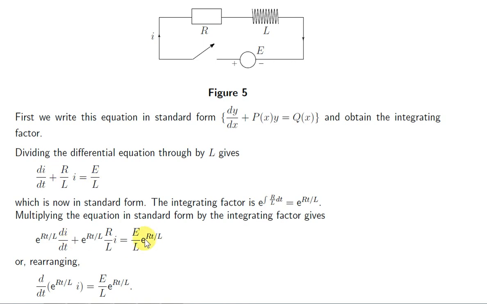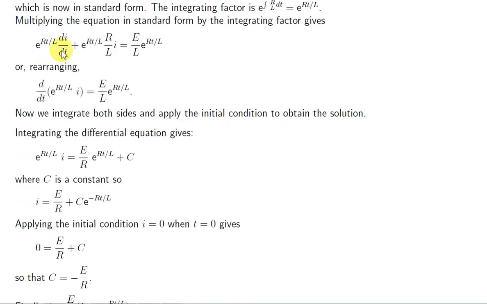So here's our integrating factor, and we stick this integrating factor in front of the three terms of the differential equation. And we saw before that when we do that, we can write the left hand side as the derivative with respect to time of the integrating factor term, that's e to the Rt over L, multiplied by the dependent variable, which is I. So again, you can check that if you just use the product rule, you will indeed get the left hand side.